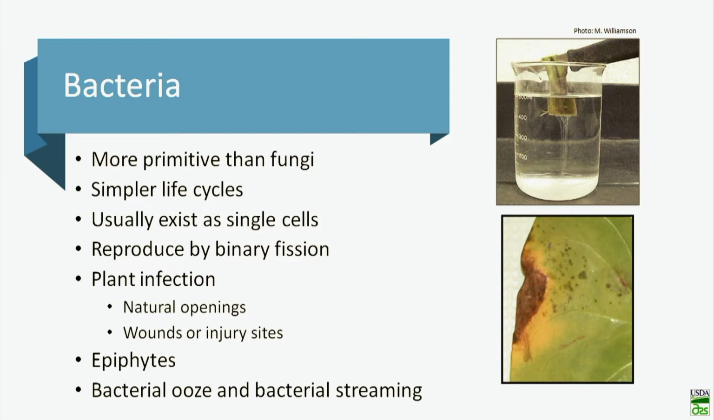Oftentimes, bacteria can survive on the surface of the leaf. That's known as epiphytic growth. And a telltale sign is if you take some of that infected material, you'll see bacterial oozing and streaming, which is actually what you're looking at in the top right.